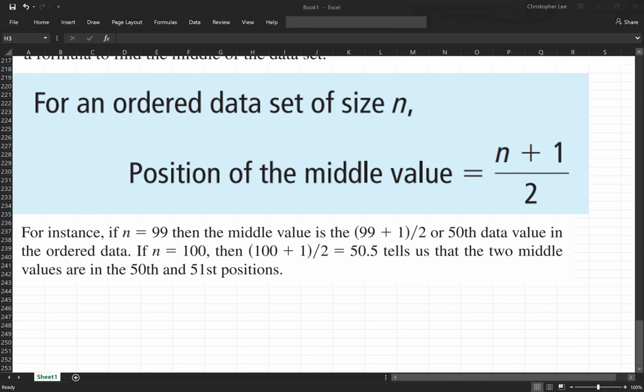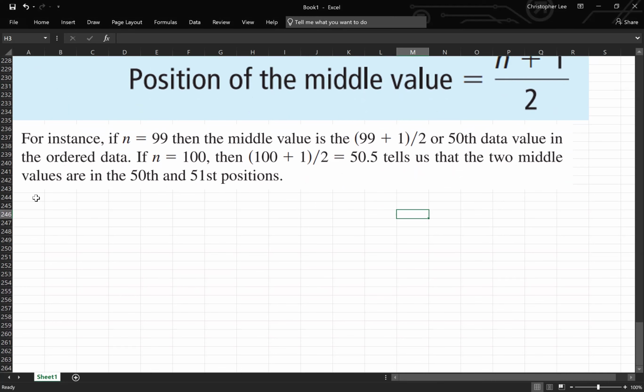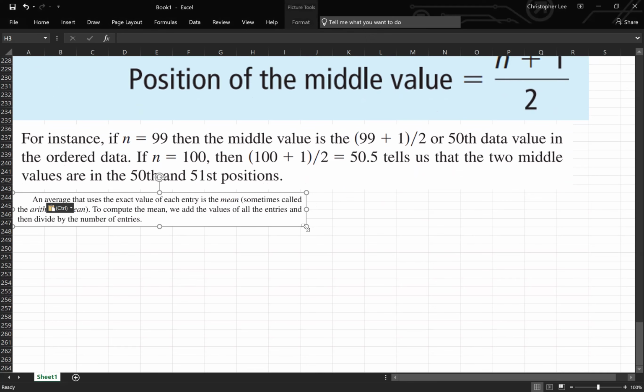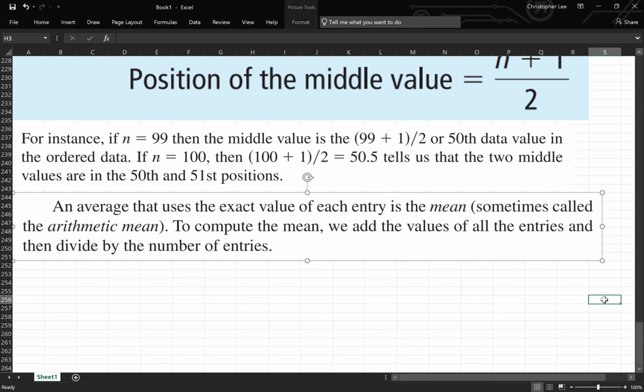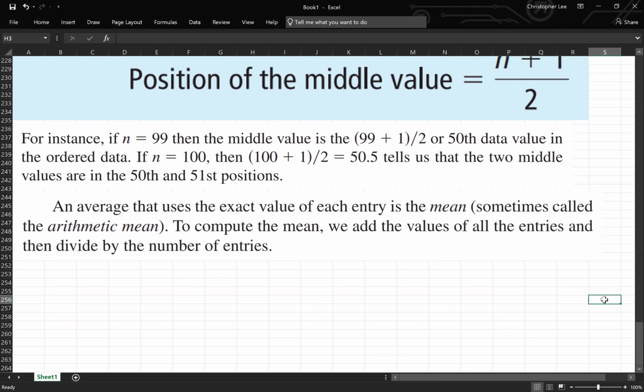All right. Let's keep it moving. Something else that they're going to ask you on your test. An average that uses the exact values of each entry is the mean, sometimes called the arithmetic mean. I'm stuttering today. To compute the mean, we add all the values of all the entries and then divide by the number of entries. So to find the mean, you add up all the numbers that you're given and you divide by how many numbers there are.